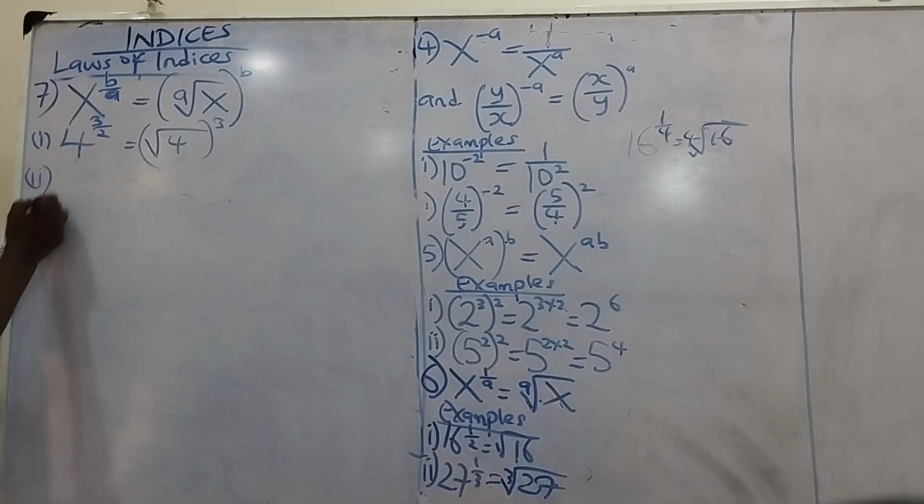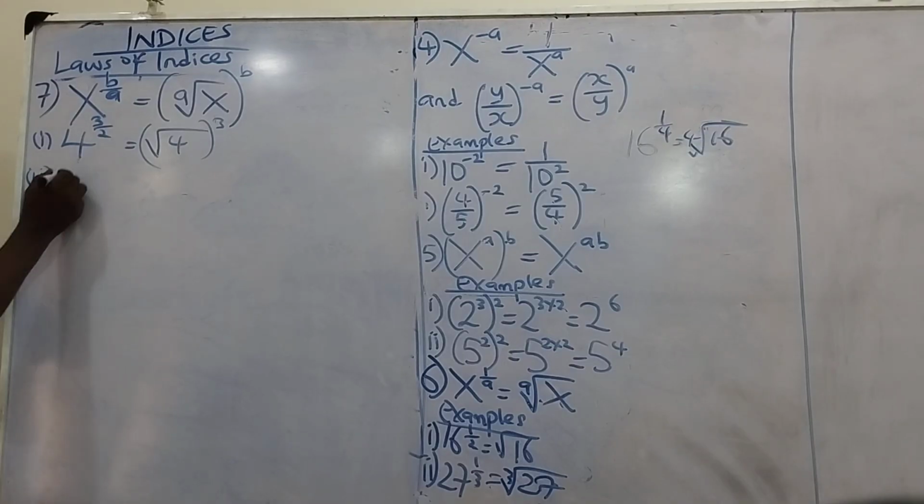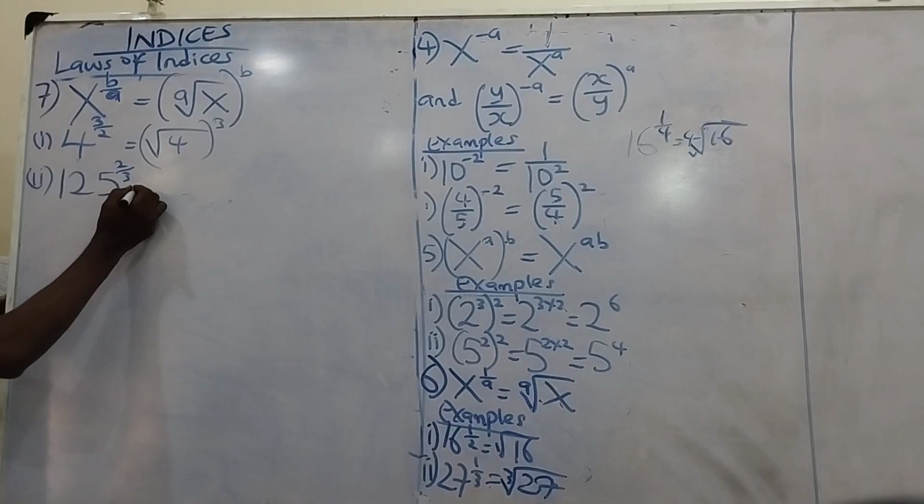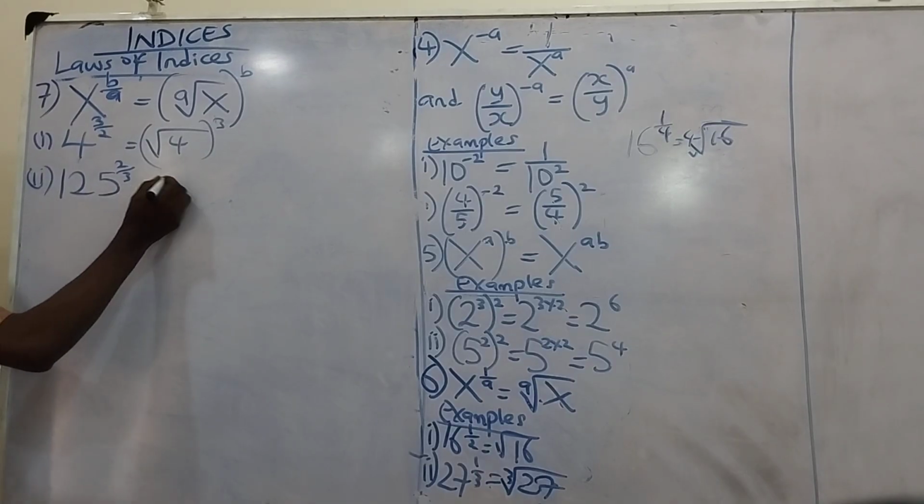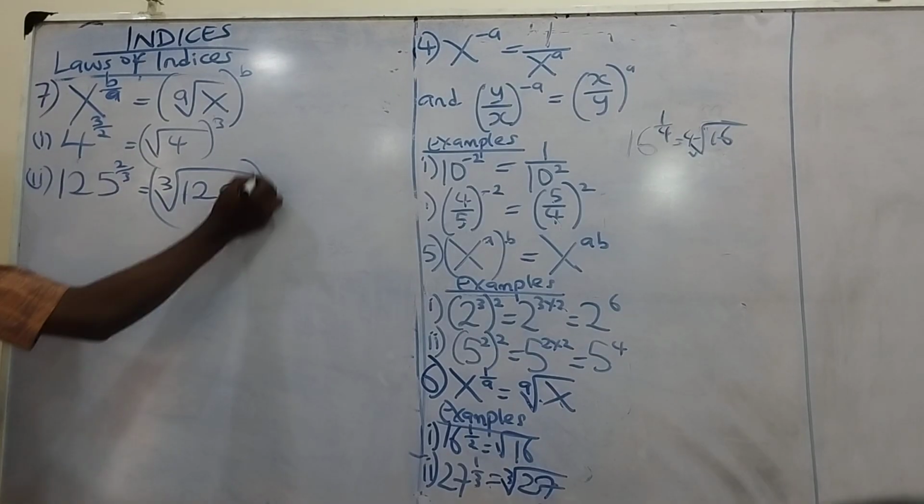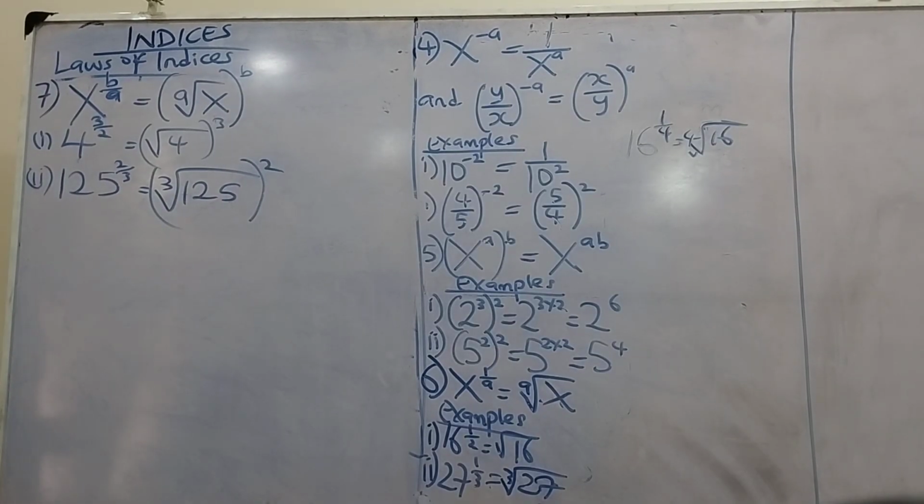Let's go to the second scenario where we have something like, let's say, 125 raised to the power of 2 over 3. This is 3, so that is the cube root of 125, all raised to the power of 2. And that is how to go about this question here.